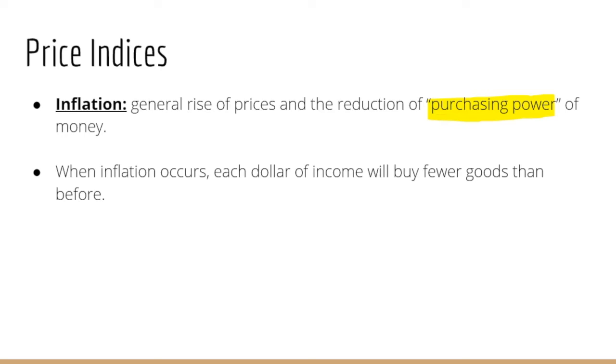But inflation can also mean the reduction of purchasing power of money. In other words, your dollar can no longer buy the same amount of goods that it did in the past. Your dollar is worth less, hence the reduction of purchasing power of your dollar here. And that's what the second bullet point is trying to explain: when inflation occurs, each dollar is going to buy fewer goods than before. Hence, that is the reduction of purchasing power.